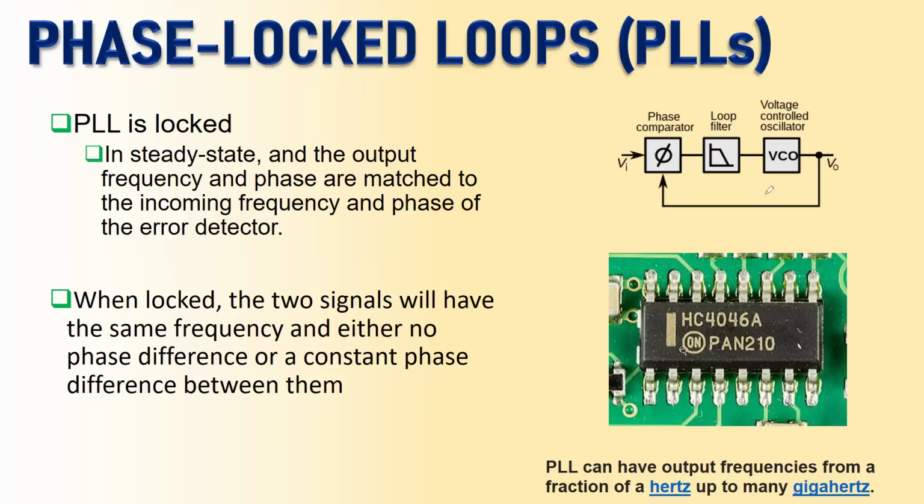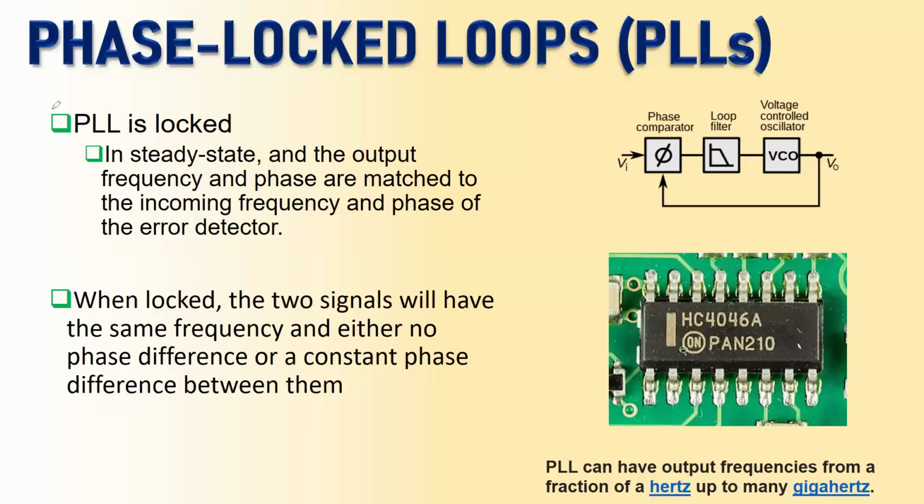So PLLs can have output frequency ranging from a fraction of a hertz, let's say even 0.2 hertz, and you can go in designing up to many gigahertz. So that's the power you can have.